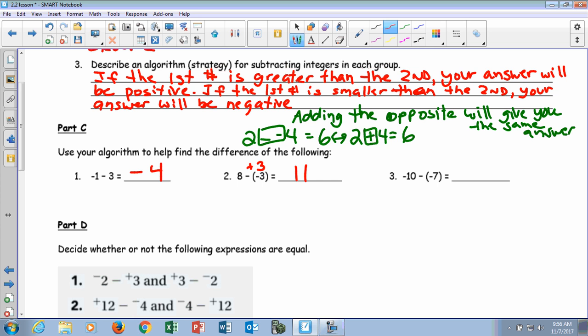Now, this is almost like the same thing, right? Negative 10 minus a negative 7. So it's like you can say plus 7. So think about it. What's negative 10 plus 7? It's still negative because the first number is smaller than the second number. So what's the answer? Negative 3. All right, going to the bottom.